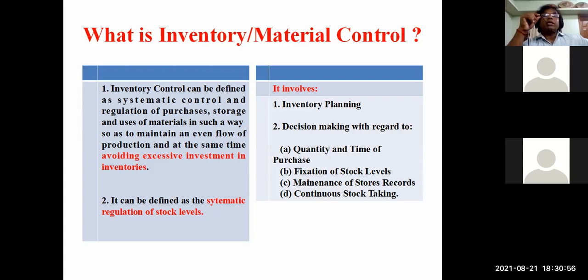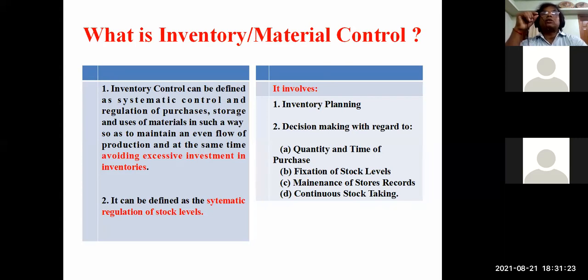Material control can be defined as systematic regulation of stock levels. Different stock levels are there, and these things we are going to learn in your course. But now listen to my lecture lively without taking much of the calculations part and much stress right now. And after this, when you go for the calculation part, I'm sure you will find it very, very easy.